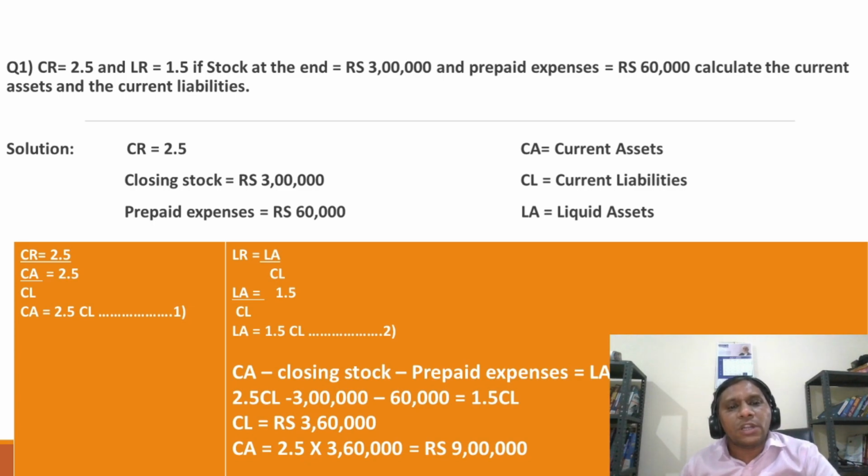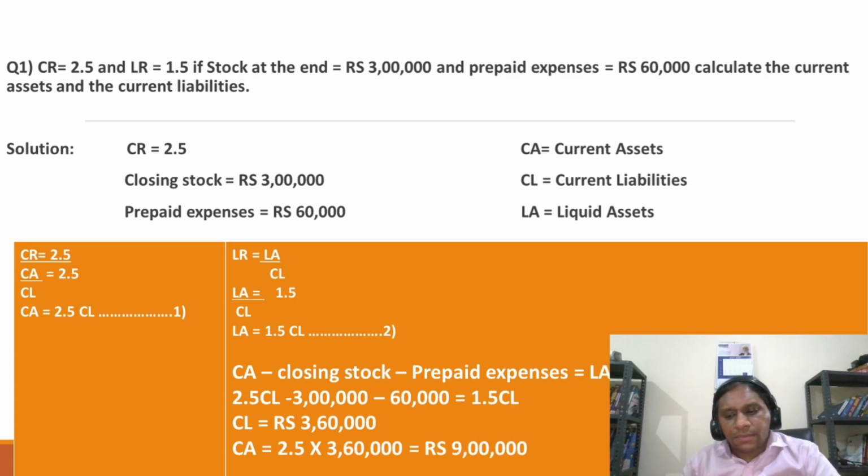And now I have started on the right side. Liquid ratio is equal to LA upon CL. That means liquid assets upon current liabilities. LA upon CL is equal to 1.5. That is mentioned to you in the question. Again, LA is equal to 1.5 CL. This is your second equation. I have got 2 equations, my dear children.